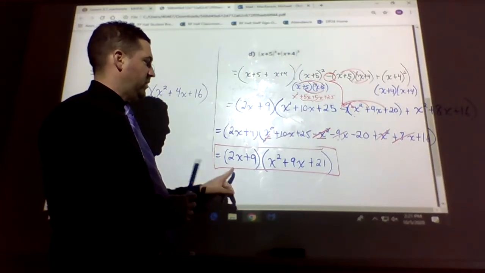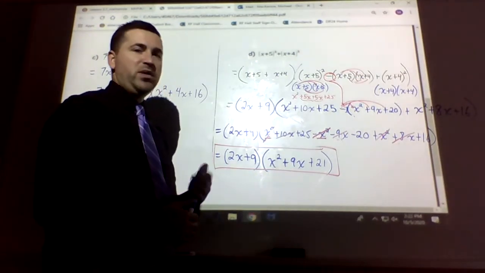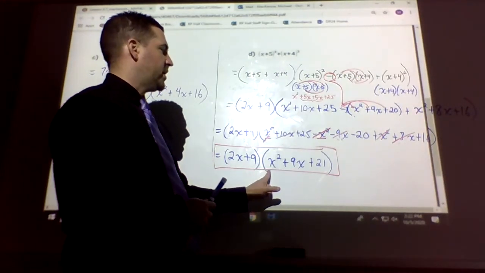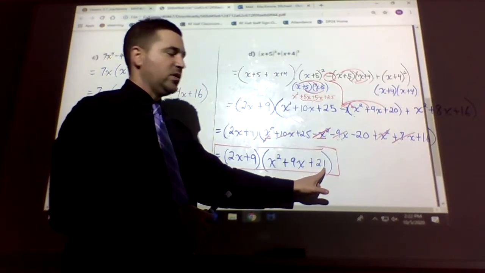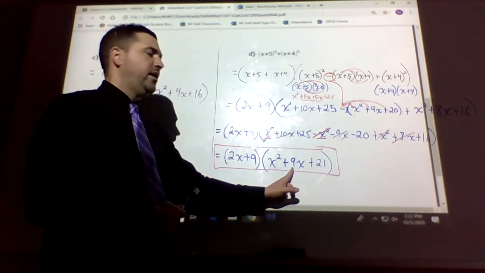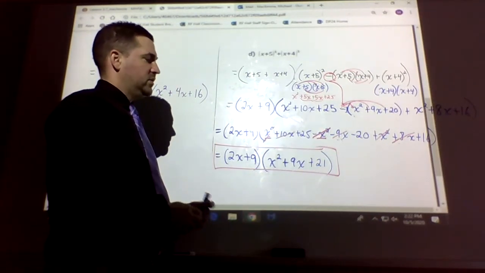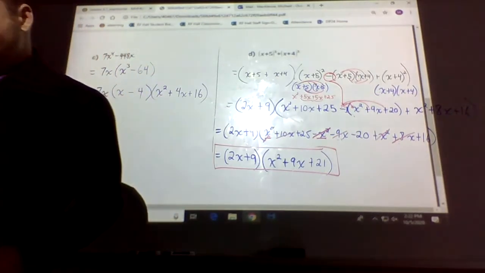Okay, so we end up coming here, and at this step you won't be able to do anything further. Like I know this is a quadratic, but there aren't any 2 numbers that multiply to 21 and add up to 9. Okay, so that's the end of that one.